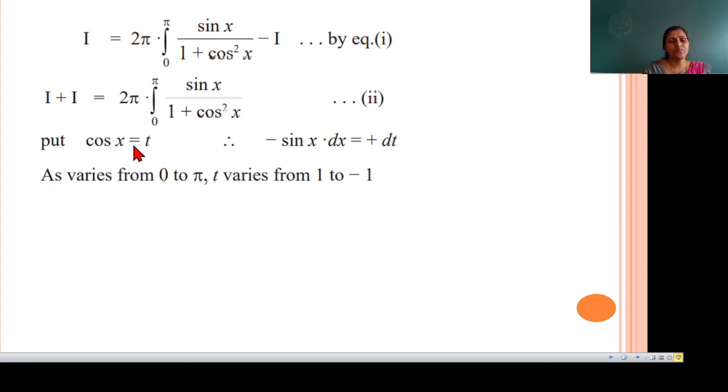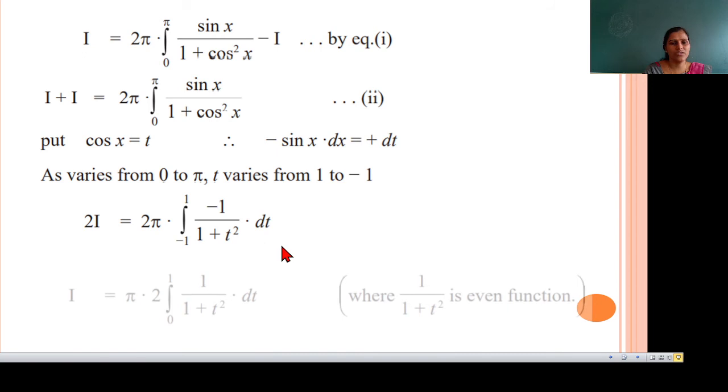So to find the value of this integral, again we apply the substitution method. So we put cos x is equal to t. Then after differentiating, we get minus sin x dx is equal to dt, and the limits of integration will also change: as x varies from 0 to pi, t varies from 1 to minus 1. So our 2I, that is I plus I, is equal to 2 pi as it is. The limits change from minus 1 to 1, and this integration will change to minus 1 divided by 1 plus t square into dt.